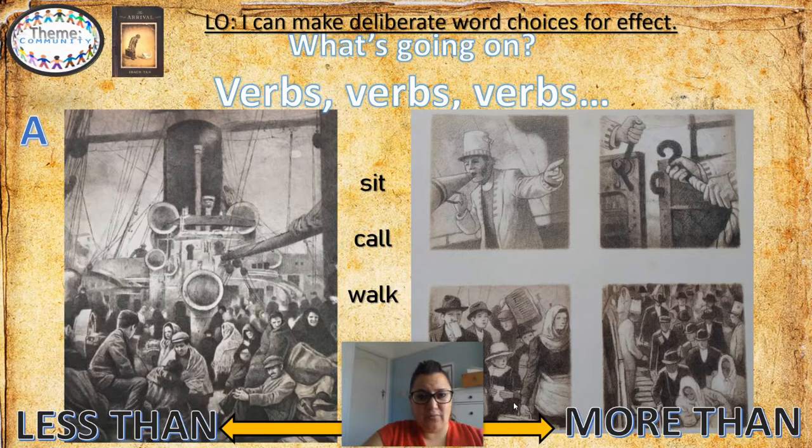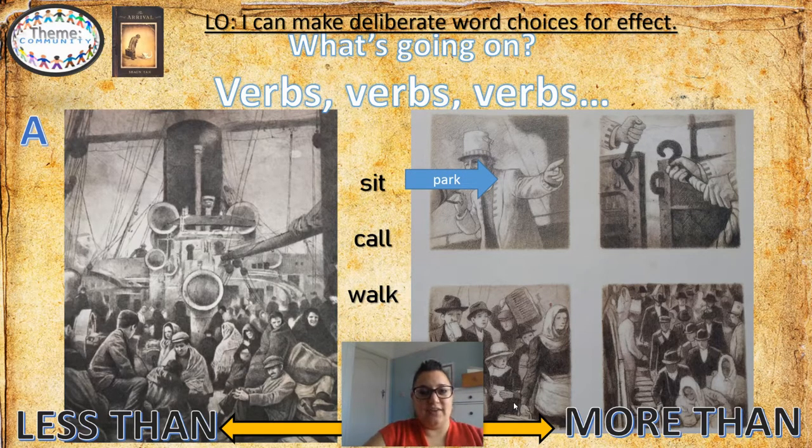So we can take these verbs and we can enhance them by choosing synonyms, so words that have the same meaning but are a different shade of meaning. They are more than just sitting or less than just sitting. They are more than a cool or less than a cool. Let's take a look and see what I mean.